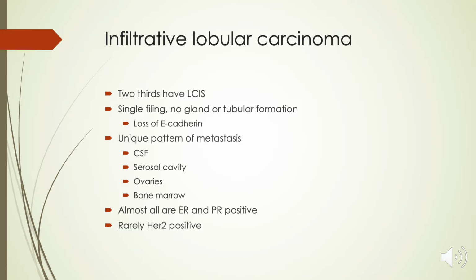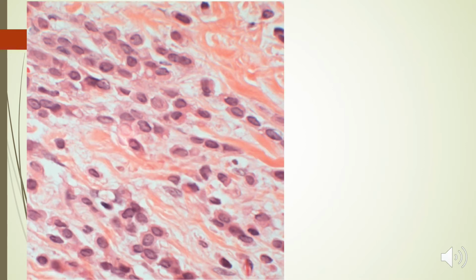lack of E-cadherin. This tumor is unique in its pattern of metastasis, meaning it has propensity to go to CSF, serosal cavity, ovaries, and the bone marrow. Almost all of them are ER and PR positive, and rarely HER2 positive. This is an image of an invasive lobular carcinoma. Notice that the cells do not form glands like invasive ductal carcinoma does. These are the single files, meaning the cells are going into parallel rows of low-grade cells.